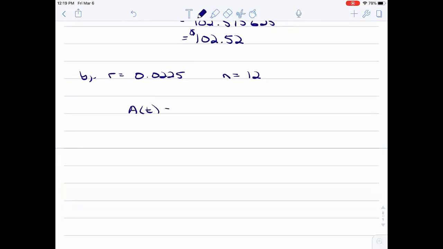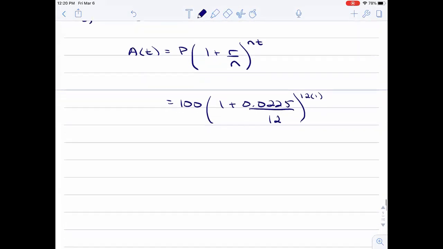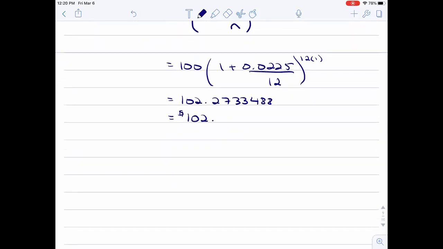So I get A of t is P times (1 plus r over n) to the power of nt. So my $100 bill plus 0.0225 over 12, to the power of 12 times 1. That is 100 times (1 plus 0.0225 divided by 12) to the power of 12 times 1. I get 102.27334888. In money, $102.27.